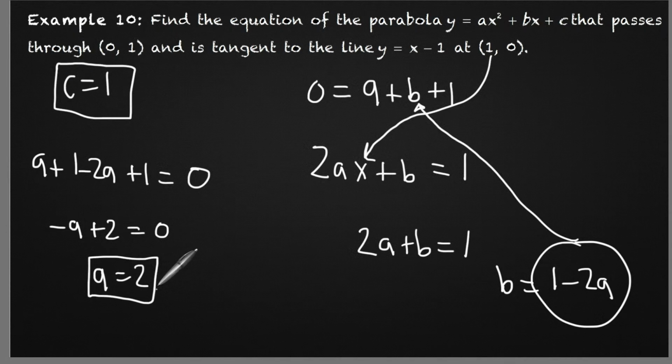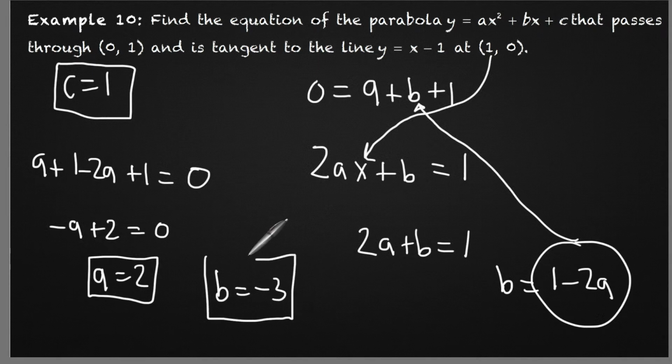And then we take this a equals 2, plug it right here, and we end up getting b to be equal to negative 3. So once again, if there's a line that's tangent to the curve, the derivative and the slope of the line must be equal at that point of tangency. So that's why we had to plug in the 1 in for our x.